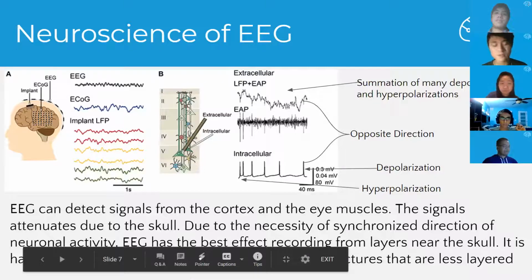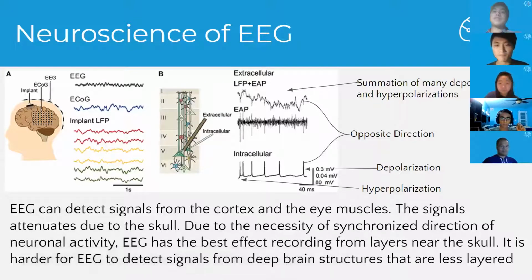So since this competition and most of the work we do is on EEG, I think the first question you might ask is, what is EEG and how useful is it at picking up the neural activities?